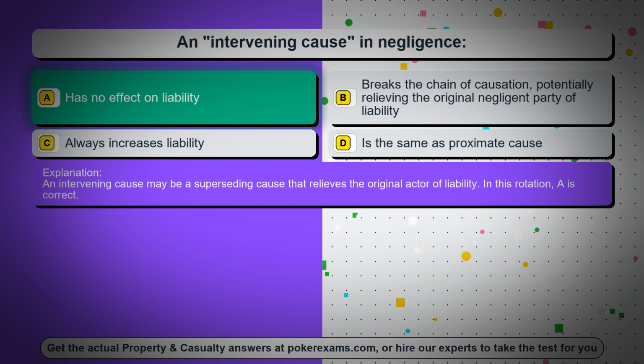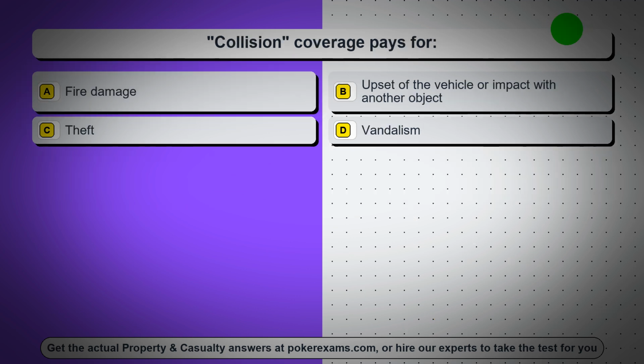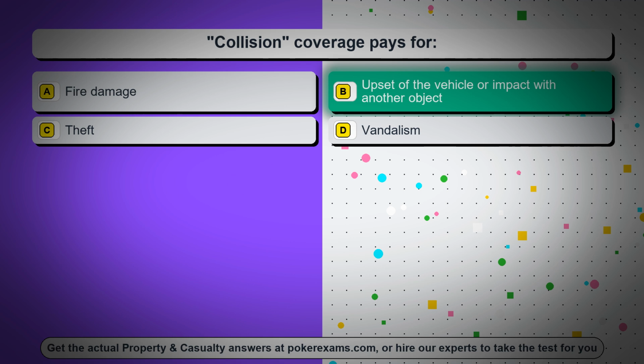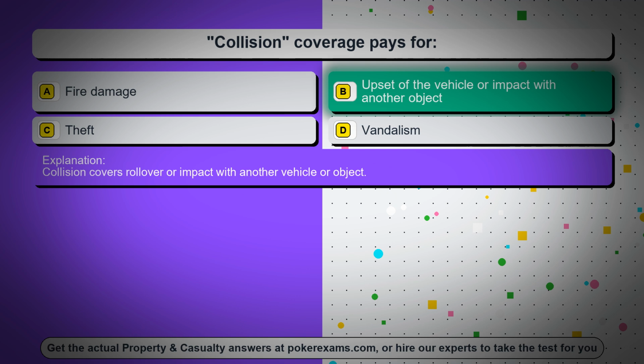In this rotation, A is correct. Question 88. Collision coverage pays for: option A, fire damage; option B, upset of the vehicle or impact with another object; option C, theft; option D, vandalism. The correct answer is option B, upset of the vehicle or impact with another object. Collision covers rollover or impact with another vehicle or object.